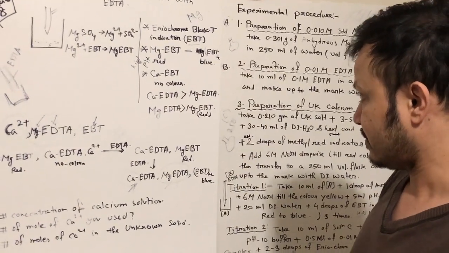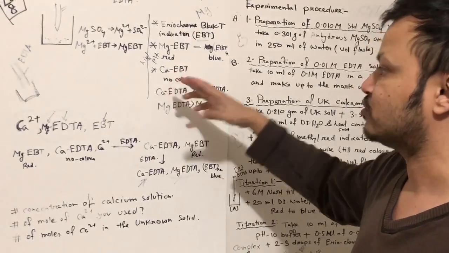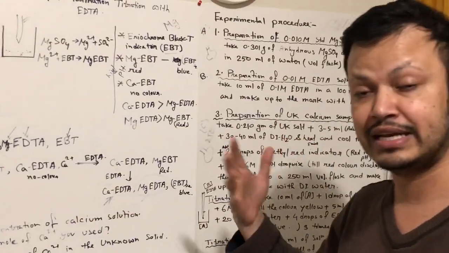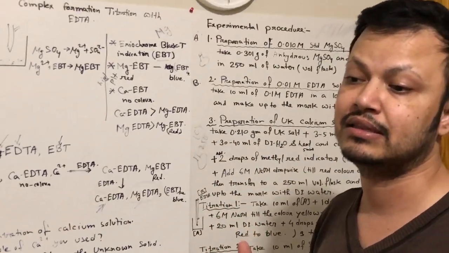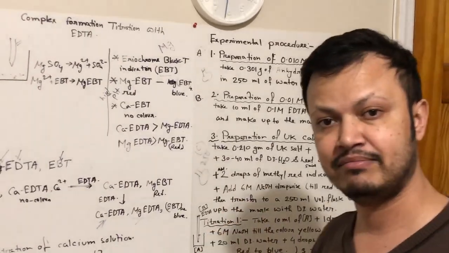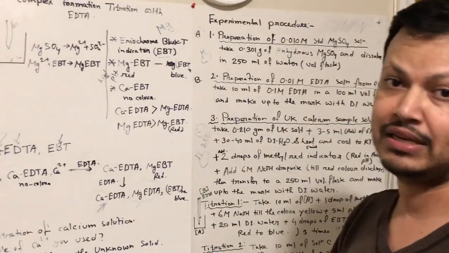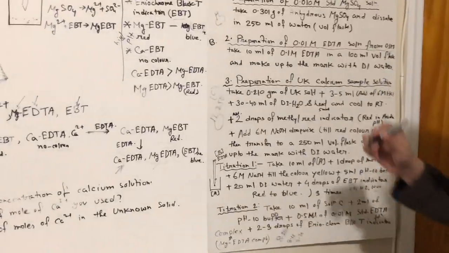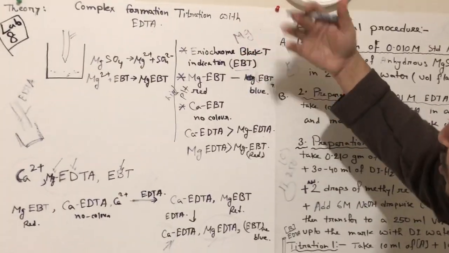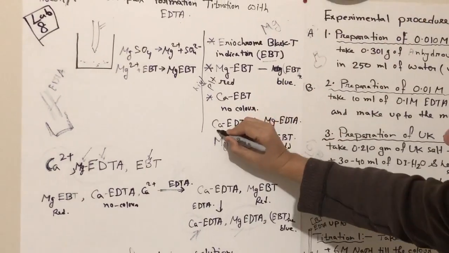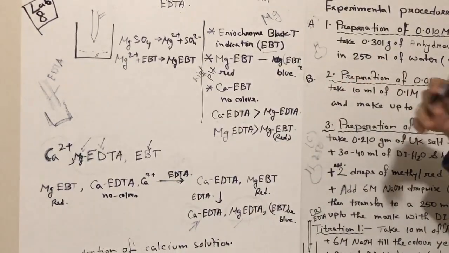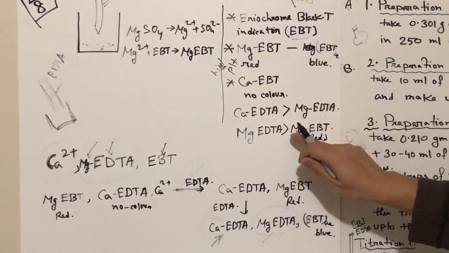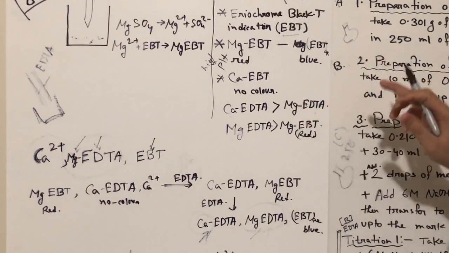Since it doesn't give any color with the calcium, we need the help of something else to detect the amount of the calcium. We have to introduce the magnesium so that we can get the color change. In this lab you should also keep in mind that the calcium EDTA complex is much more stable than the magnesium EDTA complex, and the magnesium EDTA complex is much more stable than the magnesium Eriochrome Black T complex.